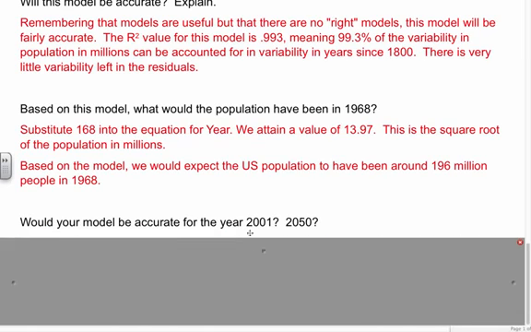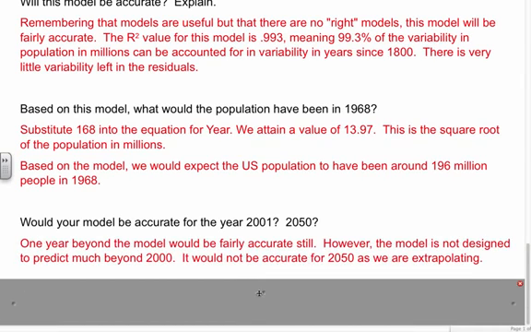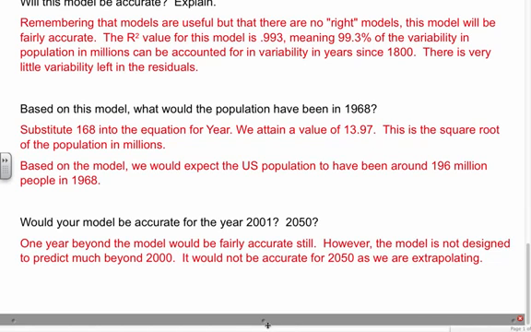Would your model be accurate for the year 2001? Well, what about 2050? Well, one year beyond, we would still be pretty accurate. I mean, taking a look at it from 1800 to 2000, I go one more year. Yes, we are extrapolating, but we would still be fairly accurate. However, the model was not designed to predict much more beyond 2000. So it may be accurate for 2001, but it definitely will not be accurate for 2050 because we've extrapolated. So we are not allowed to extrapolate or go beyond the model. So it might be okay for 2001, but it definitely will not have much reliability as we sprawl out to the year 2050.